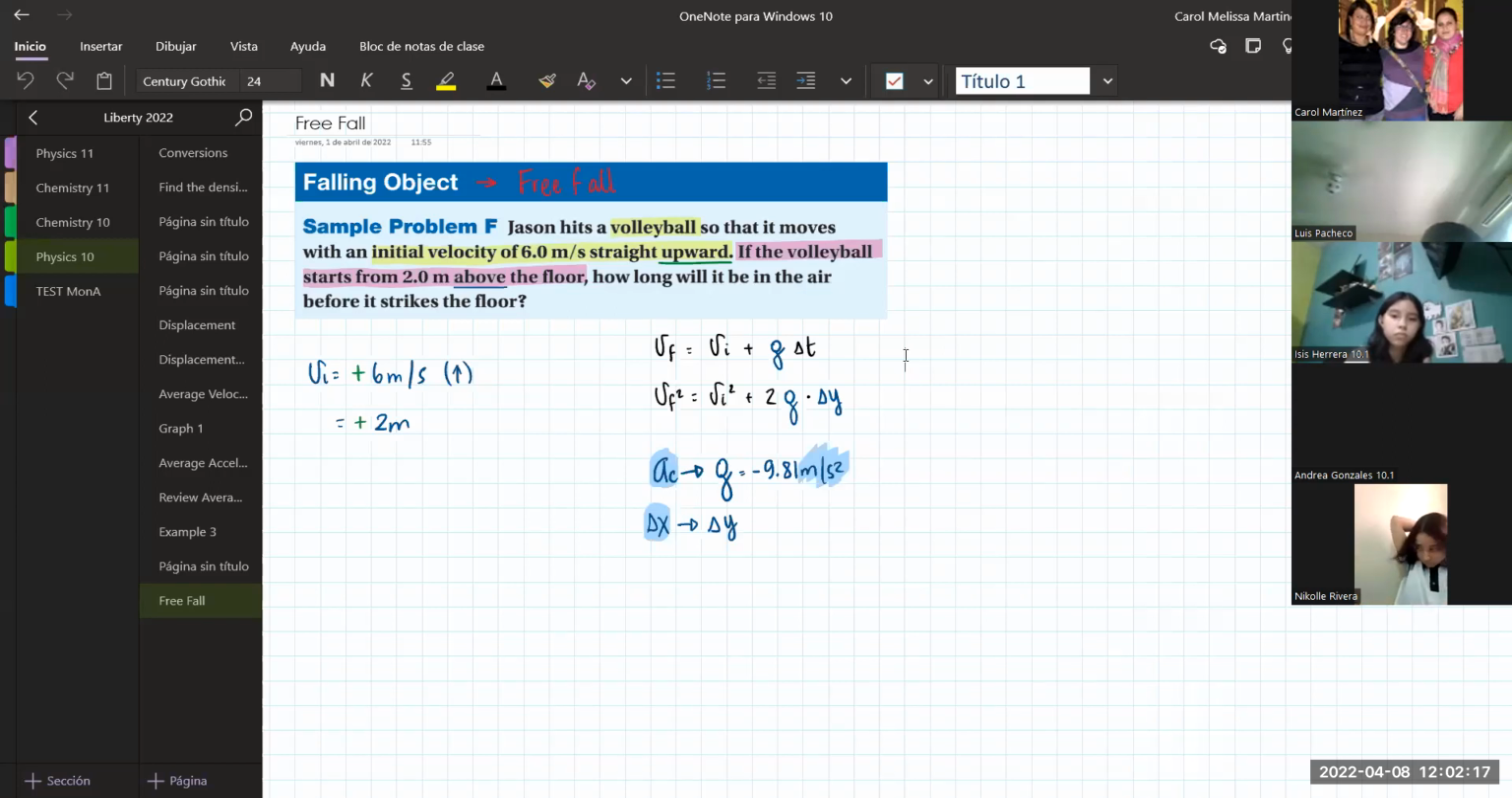So my base reference here is the floor, okay? The floor is going to be my main reference because I'm measuring the position of the volleyball from the floor. So the floor is going to be my reference of position.